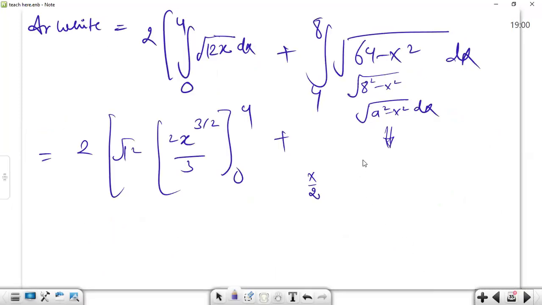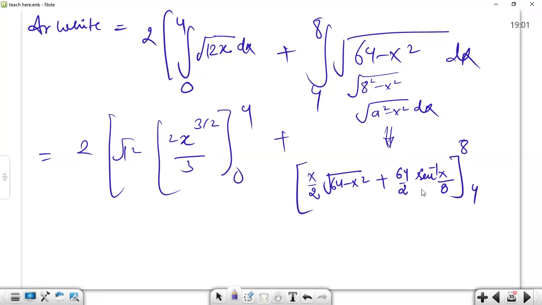My laptop keeps playing. So x by 2 into 64 minus x square, plus a square by 2, sine inverse of x by a, where x is x and a is 8, with the limit from 8 to 4. Now let's first discuss this part only, because this will make our calculation very long.